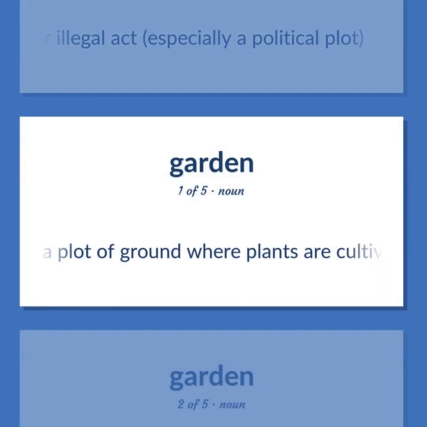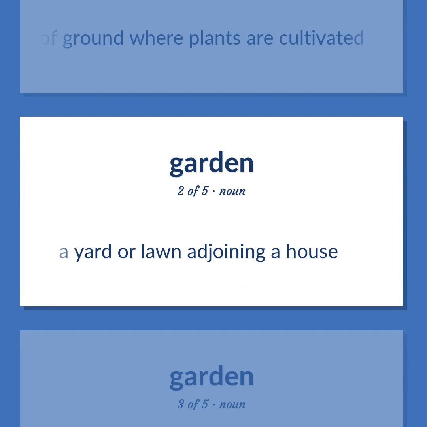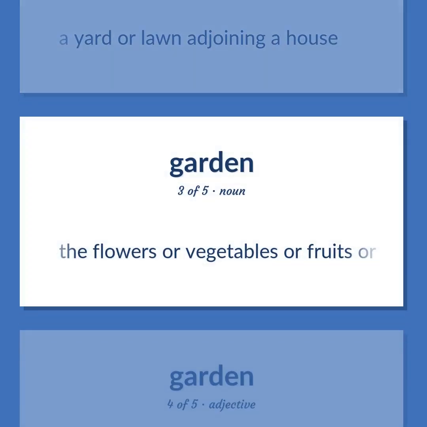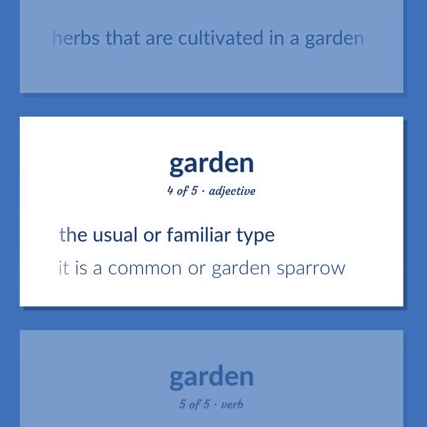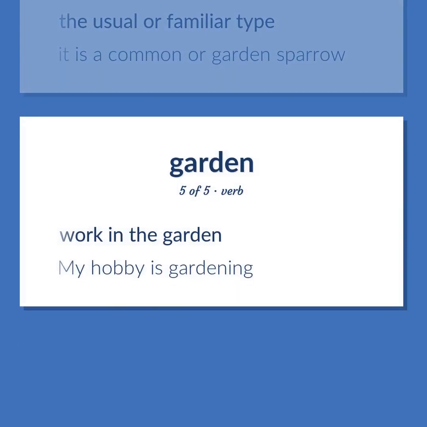A plot of ground where plants are cultivated. A yard or lawn adjoining a house. The flowers or vegetables or fruits or herbs that are cultivated in a garden. The usual or familiar type. It is a common or garden sparrow. Work in the garden. My hobby is gardening.